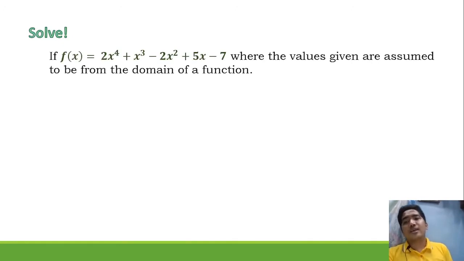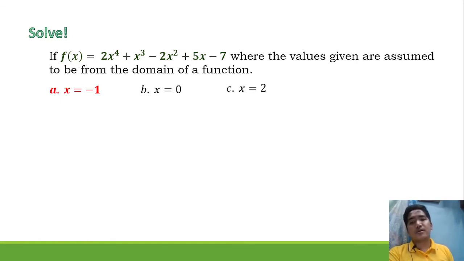Solve. Okay? If f of x is equal to 2x to the fourth power plus x to the third power minus 2x squared plus 5x minus 7, where the values given are assumed to be from the domain of a function. So we have a, x is equal to negative 1. For b, x is equal to 0. For c, x is equal to 2. For d, x is equal to negative 2.